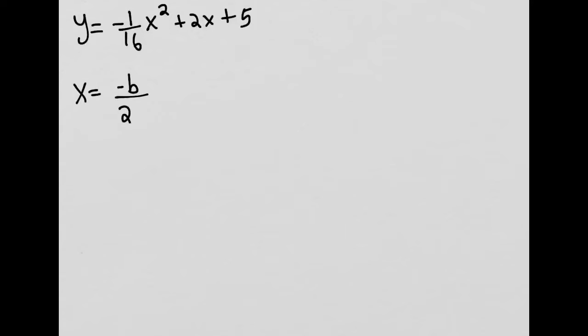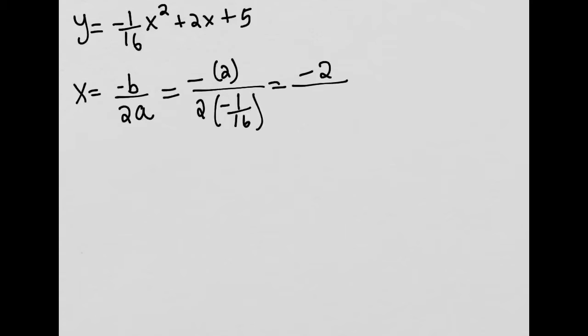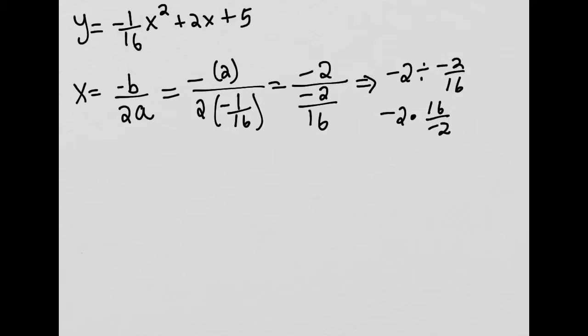I need to find the x value of the vertex first. So that's going to be negative 2 over 2 times a, which is negative 1 over 16. Negative 2 over negative 2 over 16. I'm going to rewrite this because it's looking like a lot of fractions. Now remember, with fractions, we keep, change multiplication, and flip the second one. So that's going to be negative 32 divided by negative 2, or you can cancel the two negatives and you have 16. Now that's the x value of the vertex.